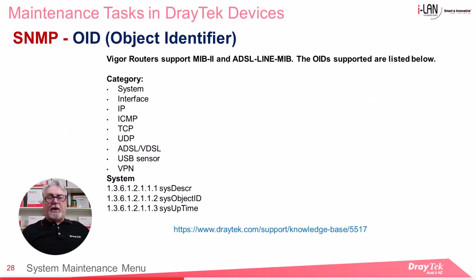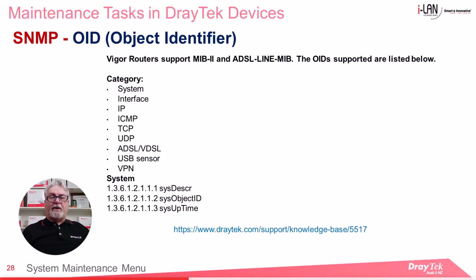DrayTek Vigor routers support MIB2 and ADSL line MIBs. DrayTek have provided a list of OIDs that are supported in the latest firmware and covers several categories listed here. The list is available in Knowledge Base Article 5517, which I'll link to in the description below.